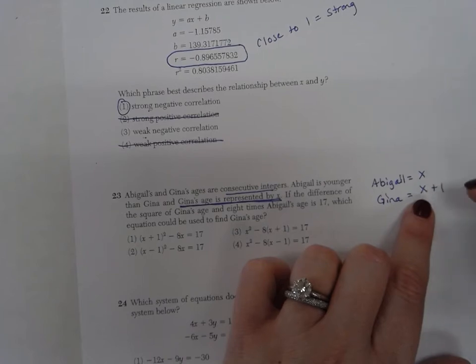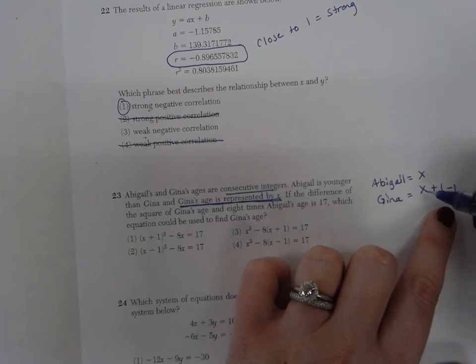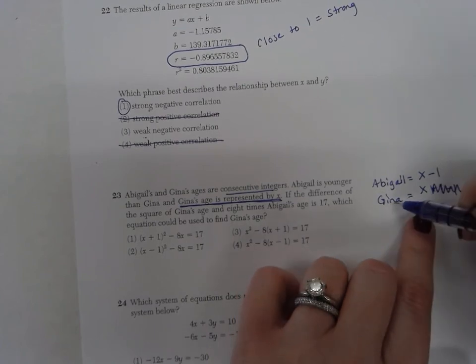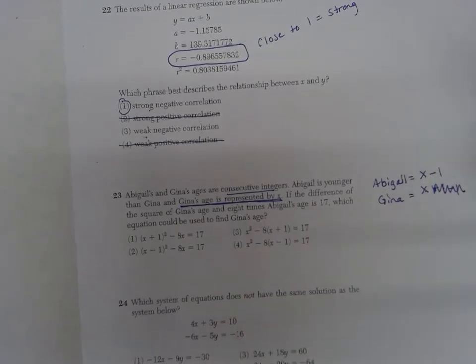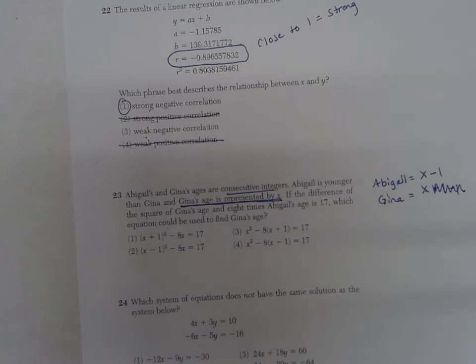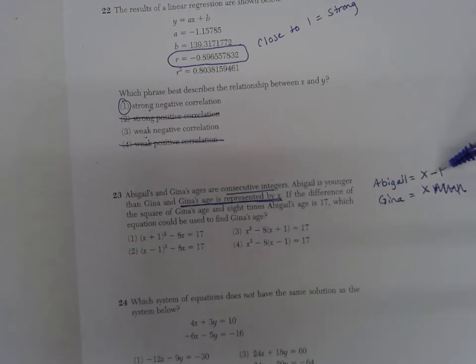Well, how do I get rid of the plus 1? I subtract 1. Well, if I subtract 1 from her, then I have to subtract 1 from Abigail. So plus 1 minus 1, those cancel out. Now Gina is x and Abigail is x minus 1. Doesn't this make sense? If I'm 36, my friend is a year younger, she's 35. She's 1 year younger, so I'm just taking away.